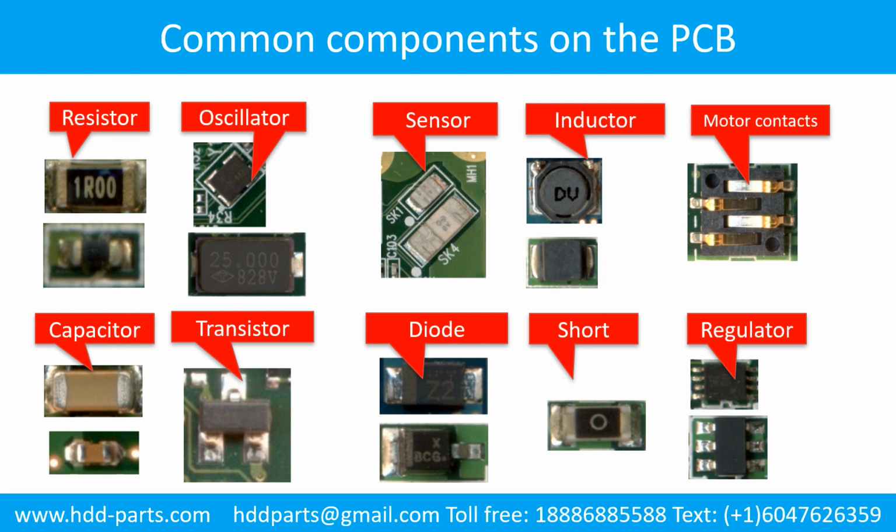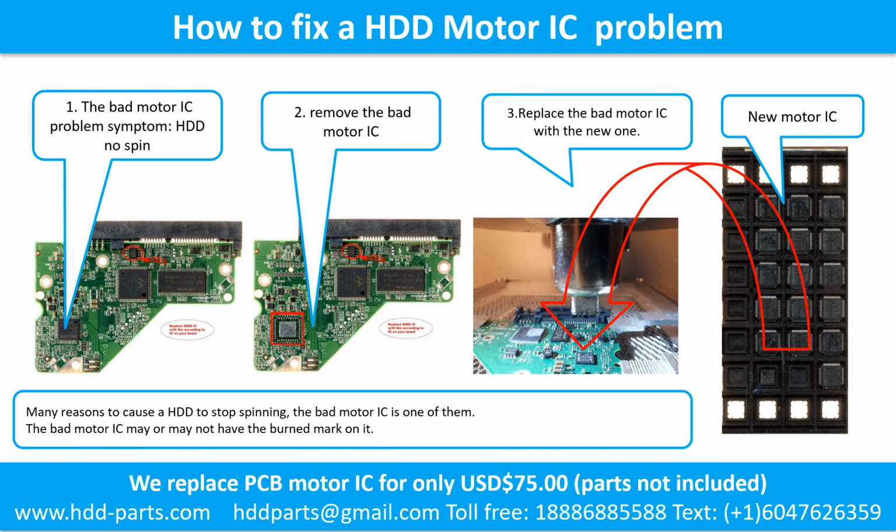This picture shows some regular components on the printed circuit board. How to fix a hard drive motor IC problem. 1. The bad motor IC problem symptom: the hard drive does not spin. There are many reasons to cause a hard drive to stop spinning. The bad motor IC is one of them. The bad motor IC may or may not have a burned mark on it. 2. Remove the bad motor IC. 3. Replace the bad motor IC with the new one.